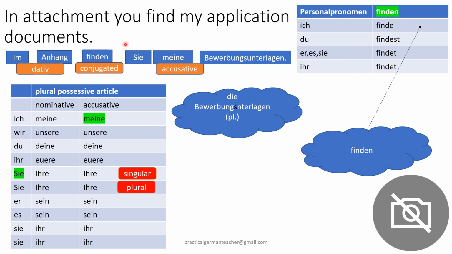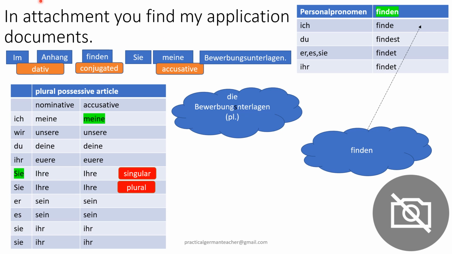Let's try to frame this sentence. Imagine, let's try to do this without this word in attachment. If you just want to say you find documents, you will say Sie. Let's say we are being formal and we are talking to one person only. Sie finden. Let's say if it was only documents, it would be Sie finden Dokumente.